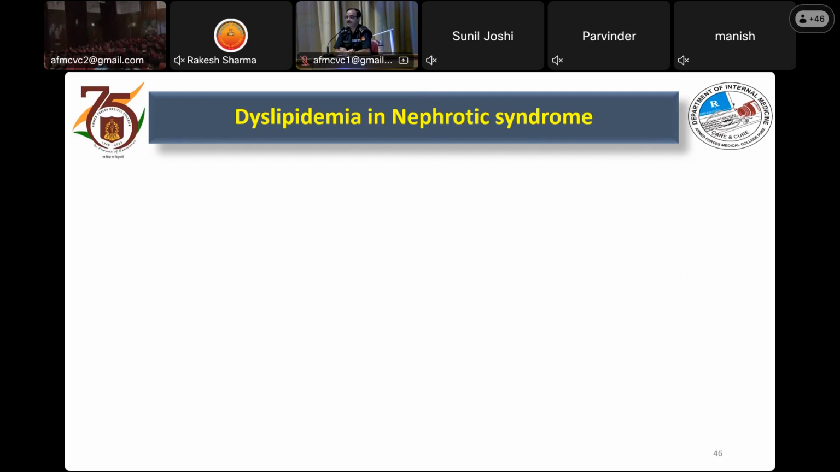What is the mechanism of dyslipidemia? Impaired hepatic metabolism. Why impaired? Decreased oncotic pressure. The liver synthesizes all the proteins, so it senses that proteins are low and goes into overdrive, producing more and more protein. That includes lipoprotein also, and it produces bad lipoproteins, LDL and triglyceride. And what else? Why is HDL low?